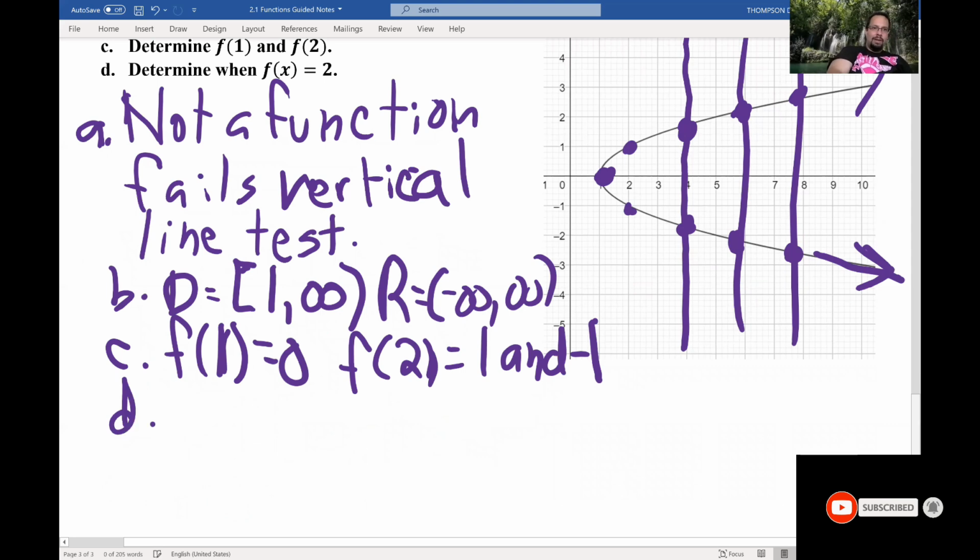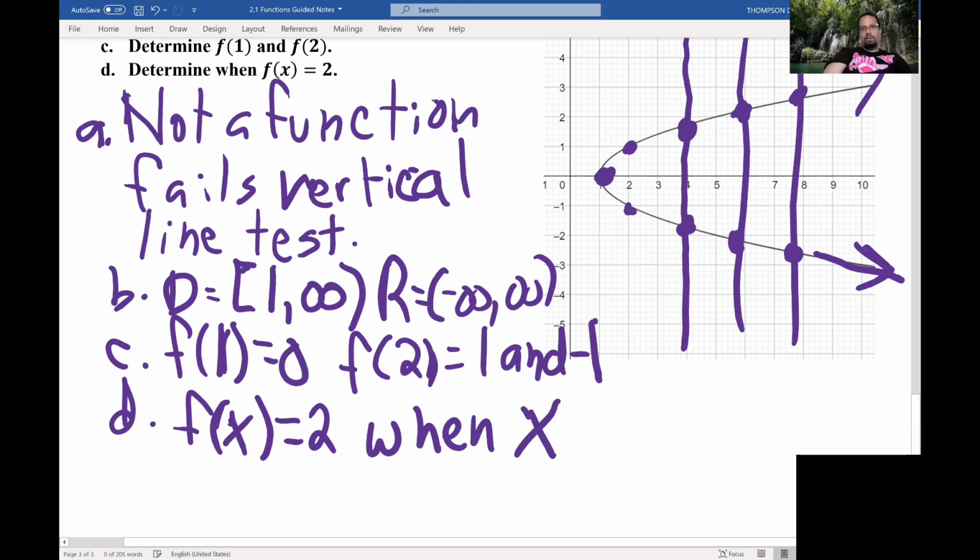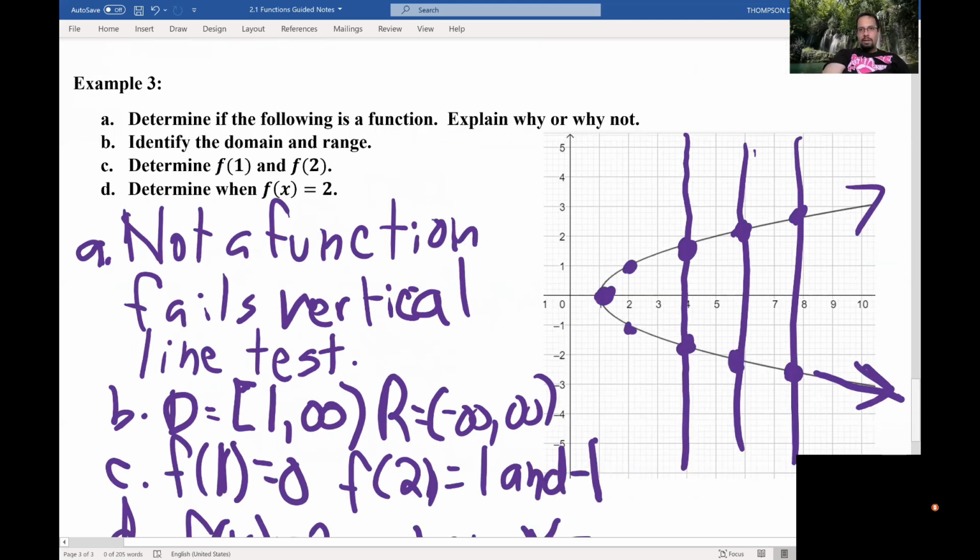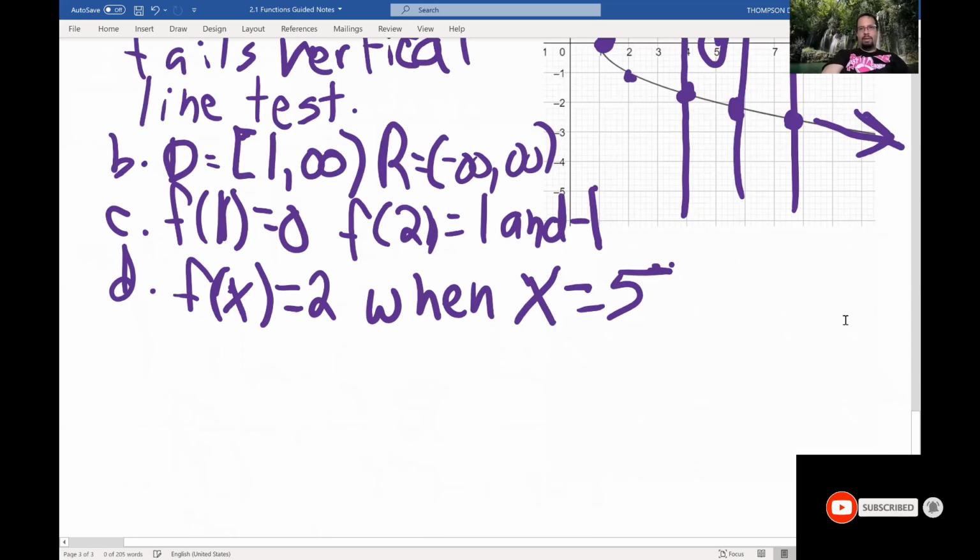And D, f of x equals 2, when x equals... so we need to figure out what the x value is. So at 2, it looks like it's about here. So that will be 5. So f of x equals 2 when x is 5, and we are done with this problem.